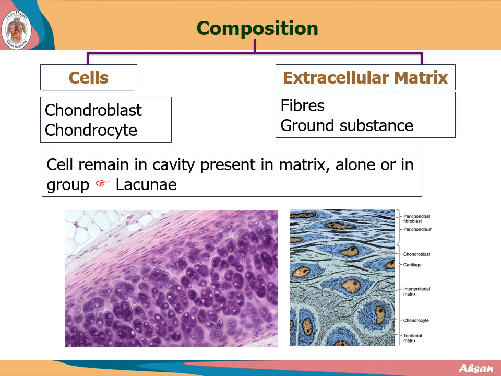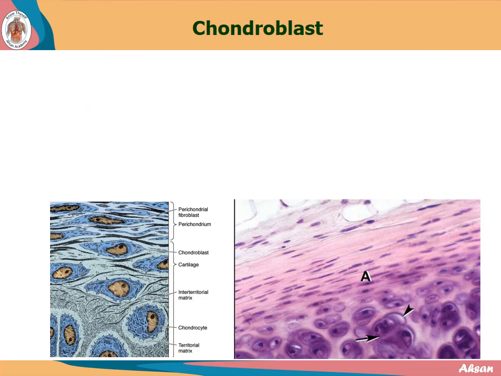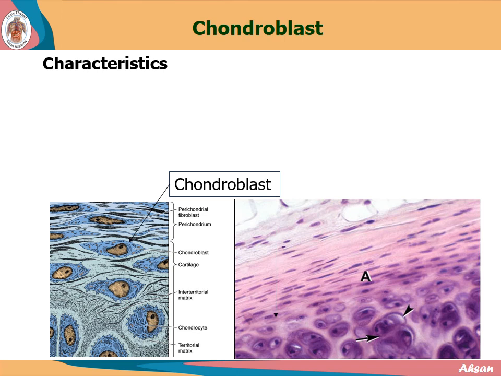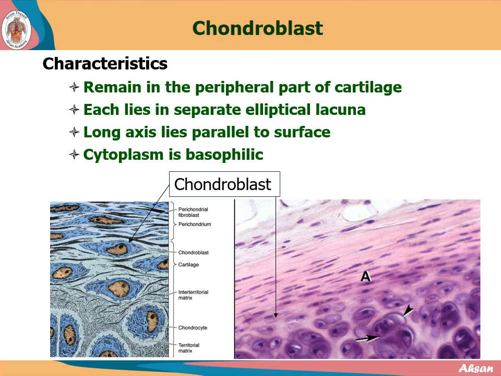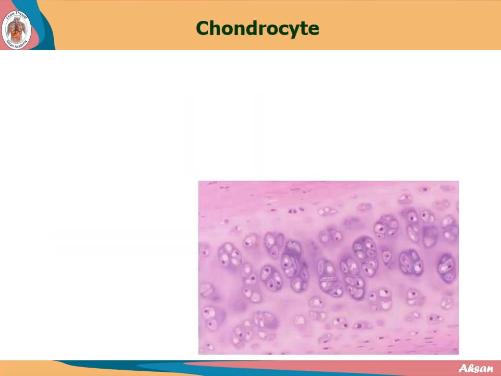So in cartilage you will find the cells are present in lacunae, meaning in a room. Chondroblasts are peripherally situated cells. You can see this is one cell in one lacuna, and it is elliptical in shape, or you can say spindle shaped, and the long axis of the cell lies along the long axis of the surface, and the cytoplasm is basophilic in nature. The labeling is showing the chondroblast here in either figure.